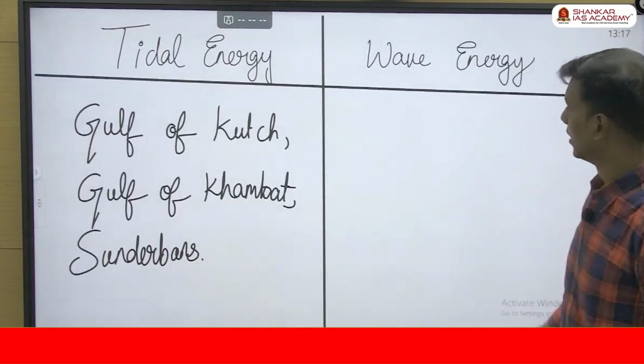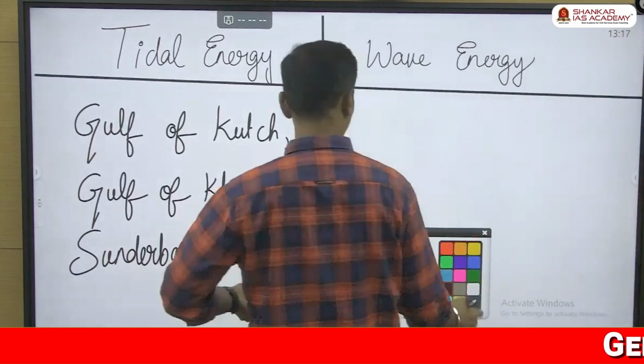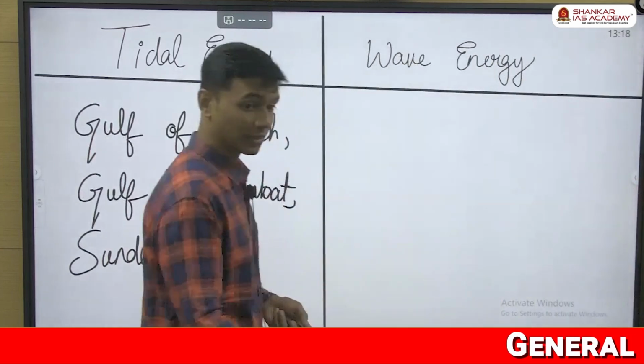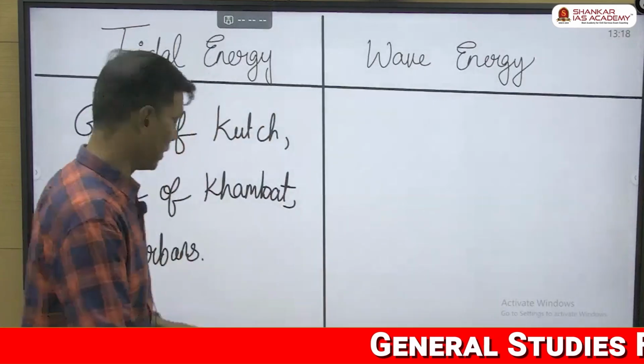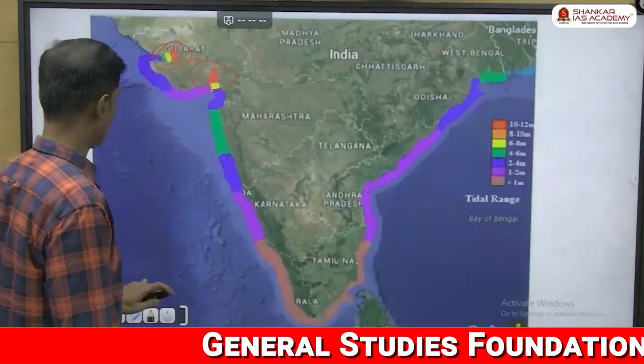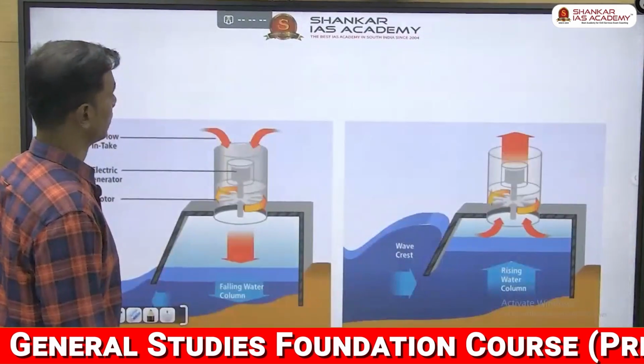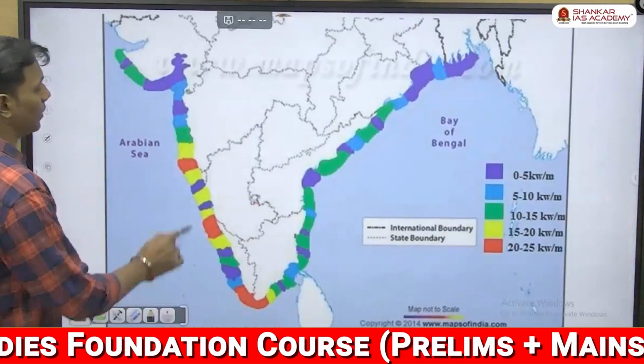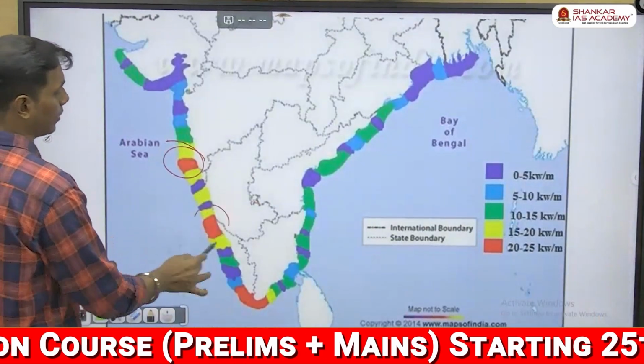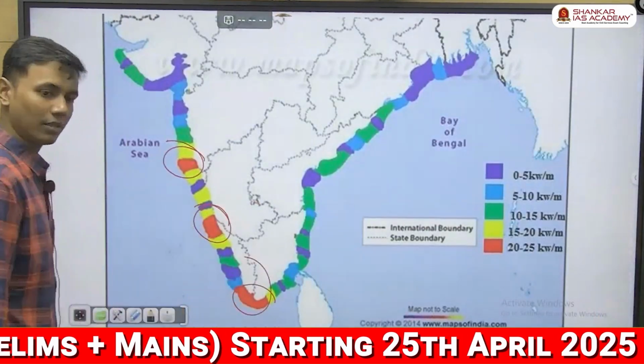Noted this? Yes. And coming to wave energy plant. For wave energy, you need high wave velocity, correct? It should come to the shore with greater velocity. For that reason, see where we have red? Maharashtra, Kerala, and Tamil Nadu.